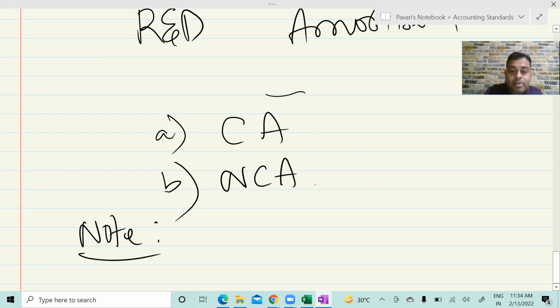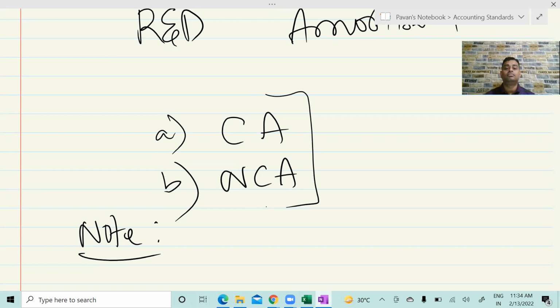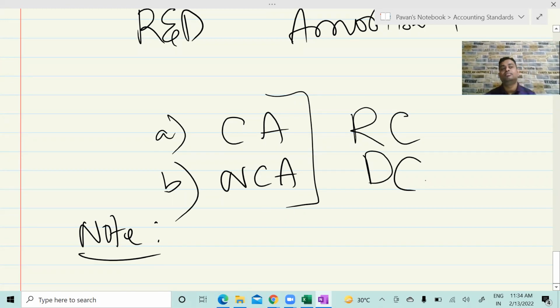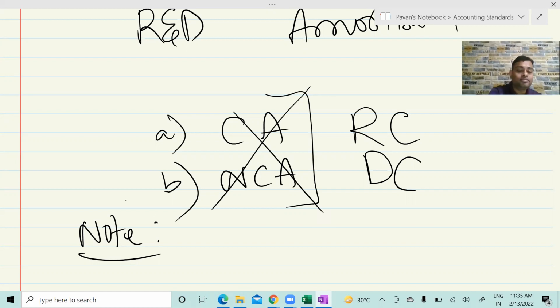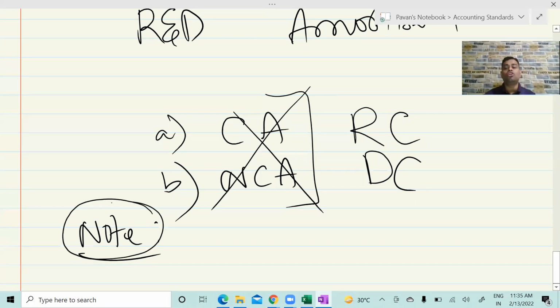Hello, Sarah madam, what is this A and B? Research cost and development cost. But what have you written? Current asset, non-current asset. Why? Sorry, you only told now. It should be classified into two: A, research cost, B, development cost. So do you understand the first point? Yes, sir.